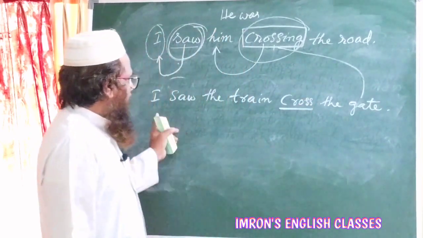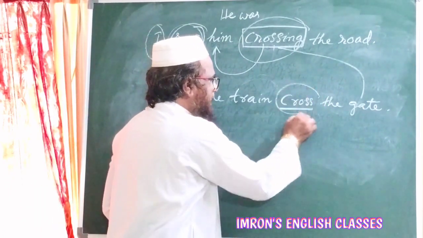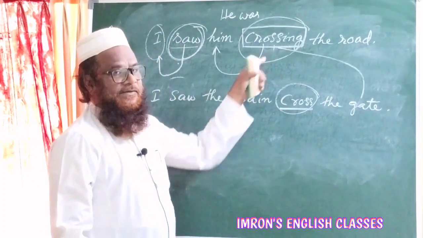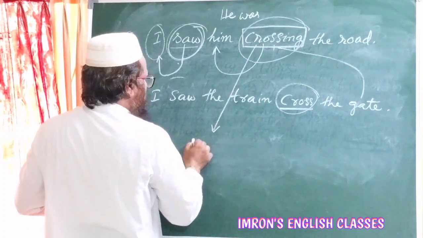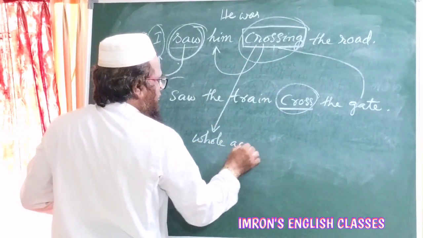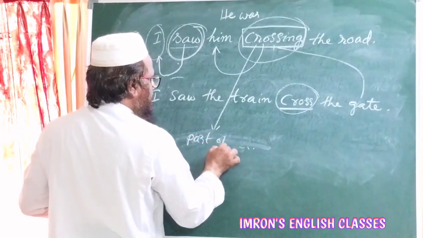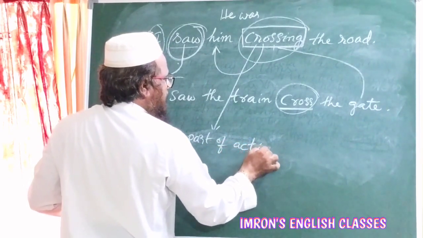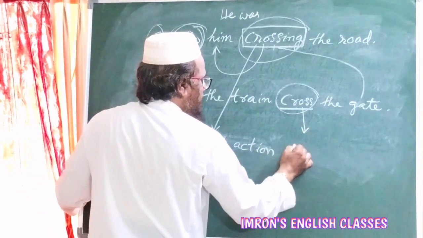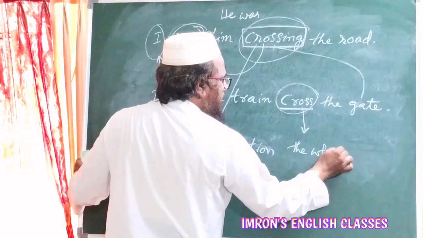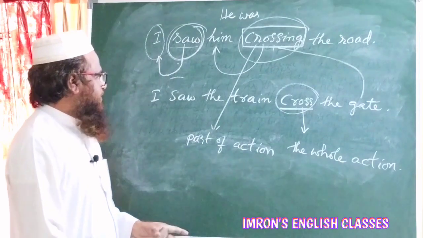Not crossing. I saw the train cross the gate, because it gives a complete action, whereas the present participle gives an incomplete action. The present participle gives a part of the action, whereas the base form cross gives the whole action. This is the main difference.